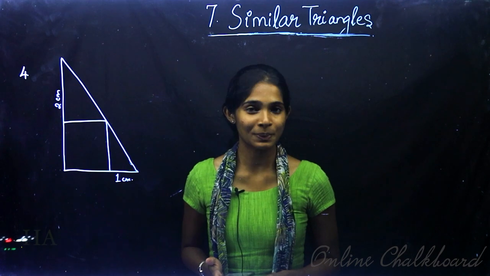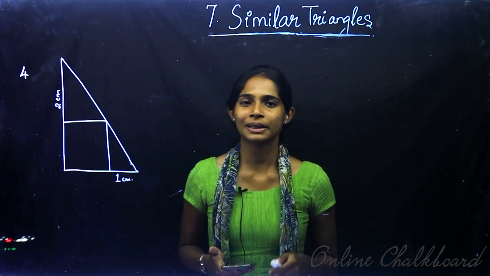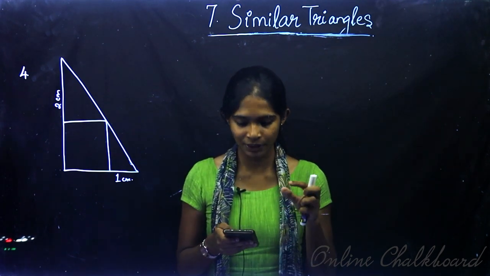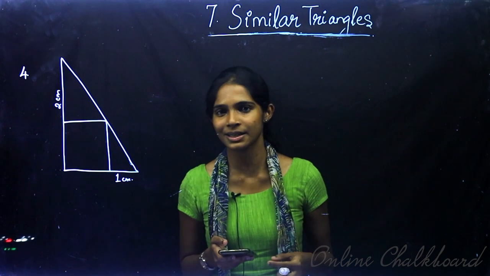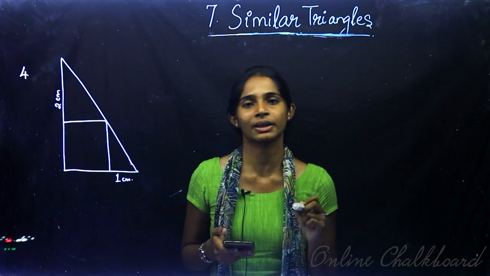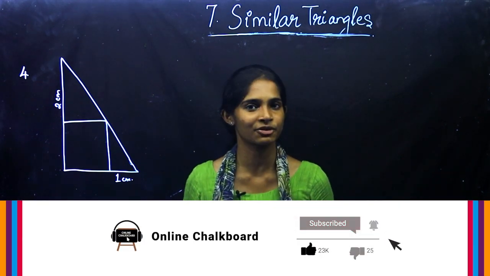Now, we will see chapter number 7, Similar Triangles. We will see the introduction and Exercise 1. So far, we have seen questions 1, 2, and 3. In this class, we will see question number 4 and question number 5.